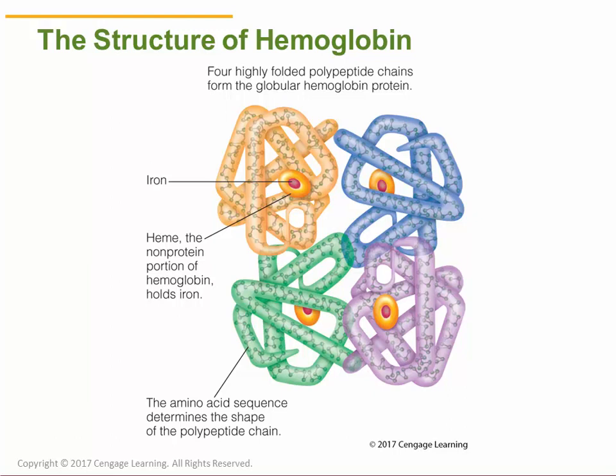Hemoglobin carries oxygen throughout the body, and so it's essential that we have enough hemoglobin in our bloodstream. People who do not have enough hemoglobin are anemic, or if they do not have enough iron, they can be anemic. And so therefore these people do not get the oxygen they need.